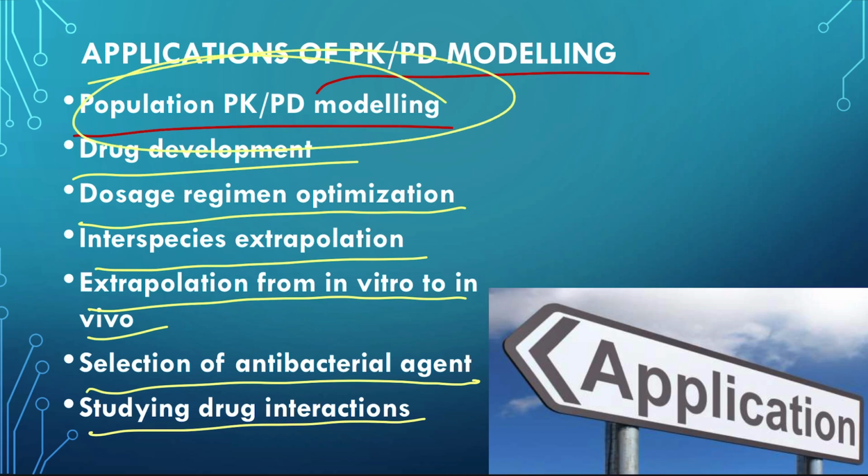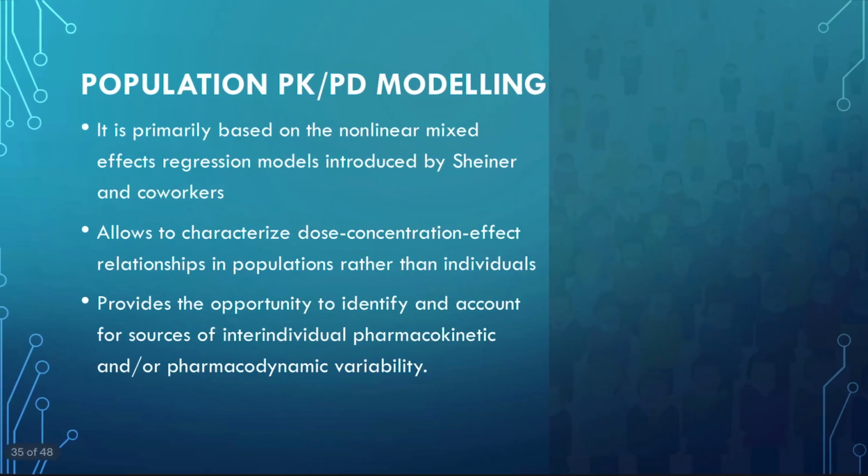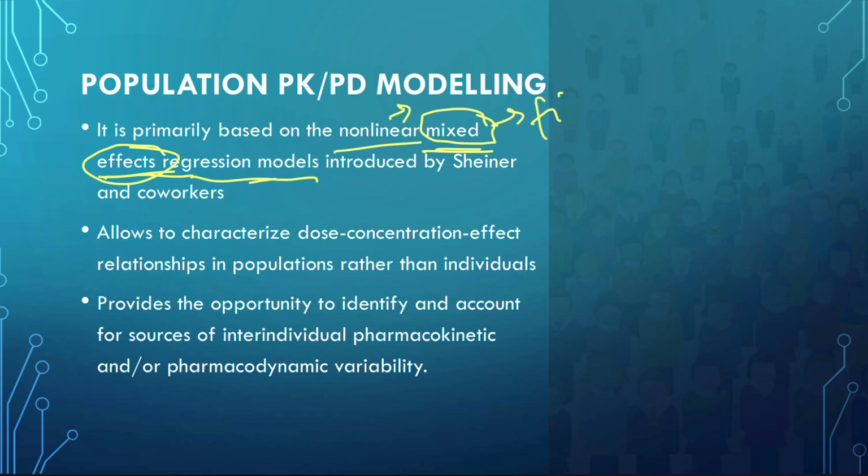So coming to the first one, that is the population PKPD modeling. In population PKPD modeling, we are going to find the pharmacokinetic and the pharmacodynamic parameters in a population, not an individual, and it is going to follow the non-linear mixed effects regression model. So what does it mean? The relation between the two variables which we are studying here will not be linear, that is it will not follow the slope method, E equals mx plus c. Then it is a mixed effect model, that is it will have both fixed effects and also varying effects.